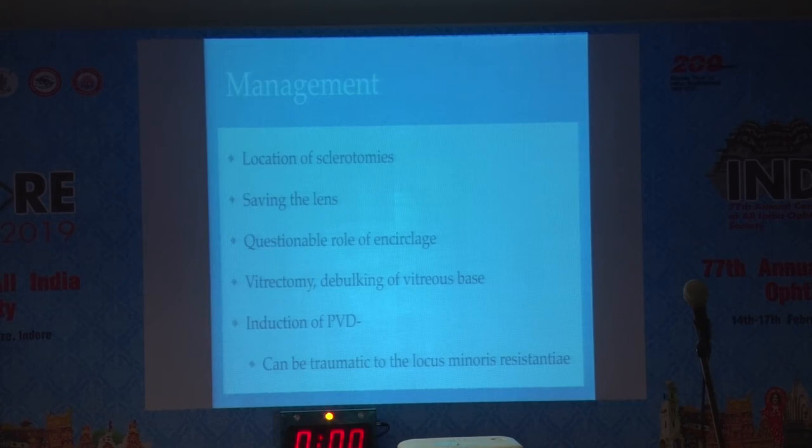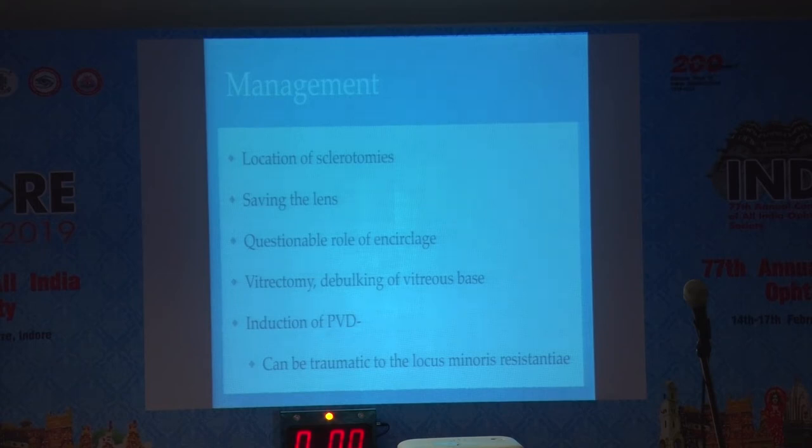Sclerotomies have got to be more anteriorly placed than usual because they're microphthalmic eyes, so corresponding to the microphthalmia, you may have to shift them more and more anteriorly. And lens need not be saved in very extreme microphthalmic eyes because then you try to compromise a lot on the amount of vitrectomy you do. So in very extreme microphthalmic eyes, I tend to remove the lens.